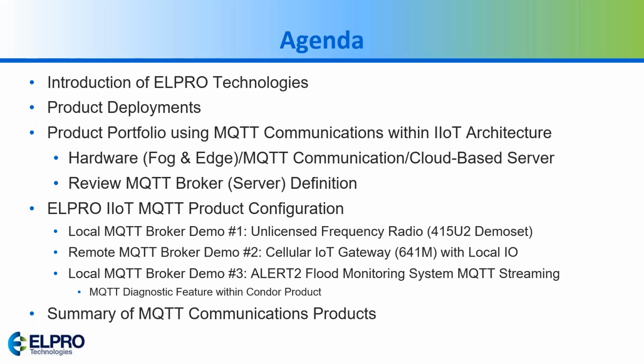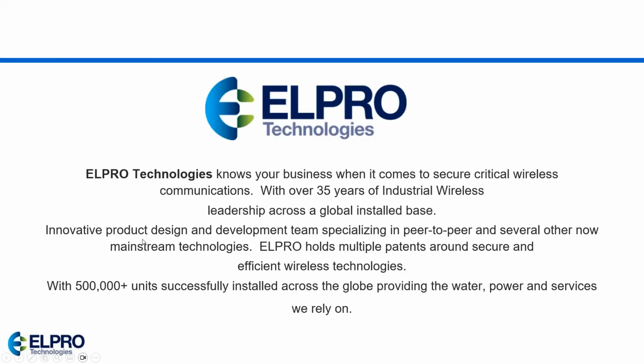Second one would be our cellular IoT gateway, the 641M, with the local IO. And a third one is a product that communicates a protocol called Alert 2, and it streams the MQTT directly to the broker. And then I'm going to summarize everything.